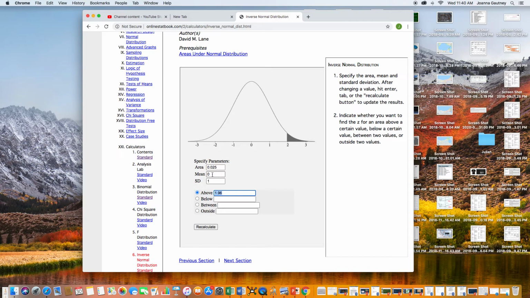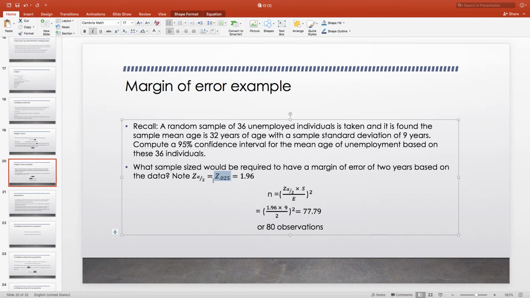So here's the area. The mean is 0. The standard deviation is 1. You should always have mean 0, standard deviation 1 when you do this z. So I plug in this 1.96. I have an estimate of the sample standard deviation S. That's 9. I want the margin of error to be 2 years, so I specified the margin of error here. And so I plug in 2, then I square this quantity once I compute it, and it looks like I need 77.79 or 80 observations to have that margin of error.